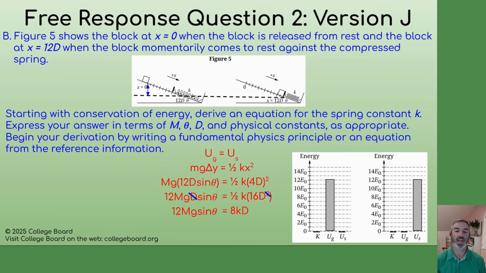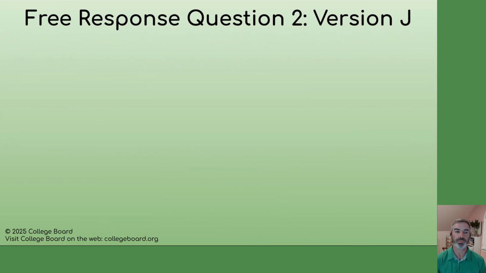Then we can solve for k, and we get that k is equal to 12 over 8, which reduces to 3/2 mg sine theta divided by d. And this is the value of the spring constant in terms of our given quantities. We can see that we are allowed to use m, theta, and d in our answer, and physical constants, which is g, so our answer is good in terms of the terms that we are allowed to use.